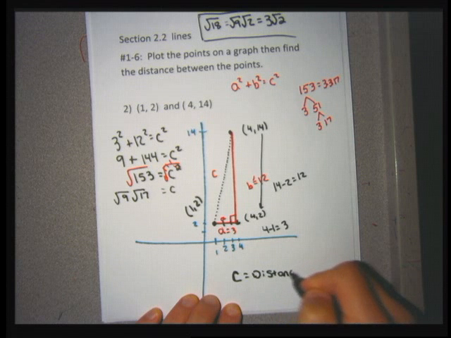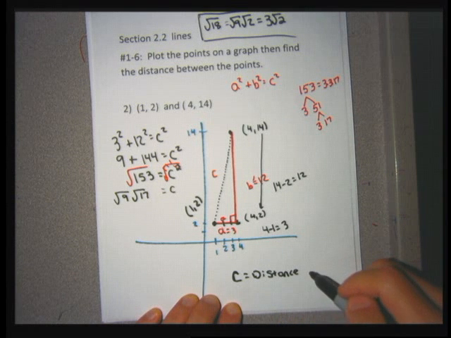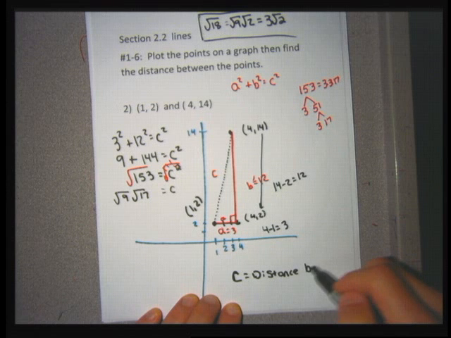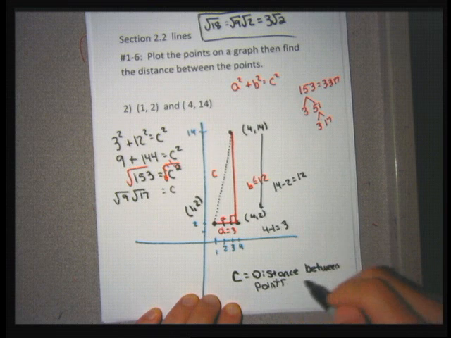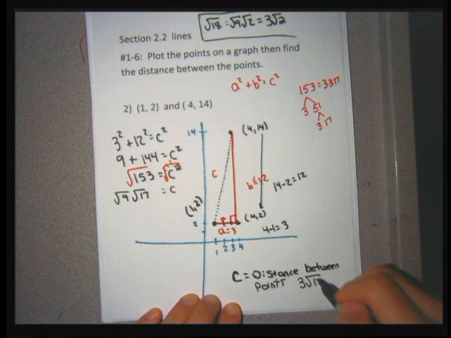Now I can answer my question in the best way possible. So c is the distance between the points, and I'm going to say it's 3 times the square root of 17.